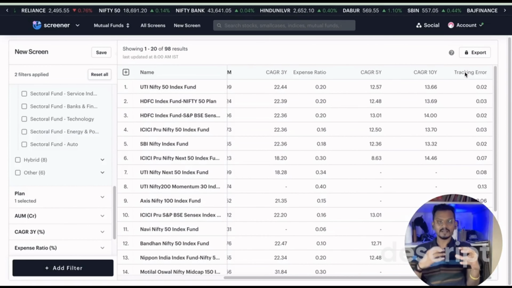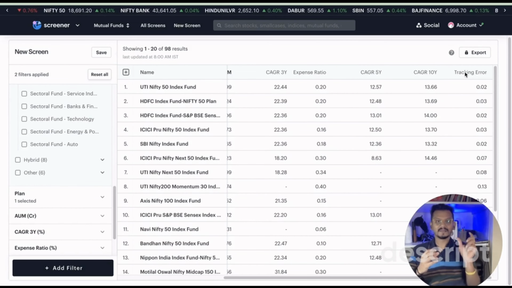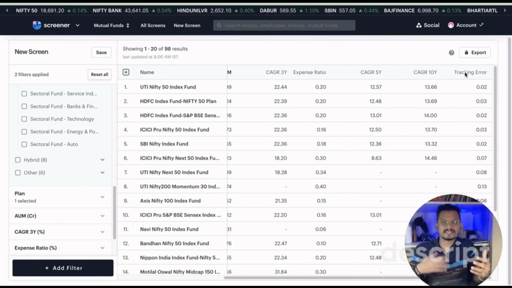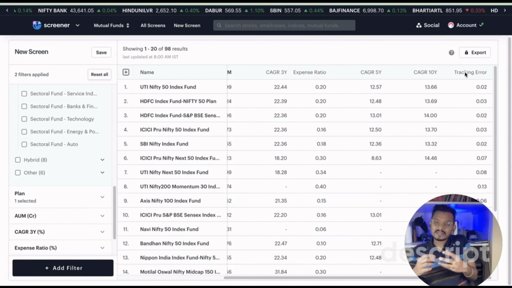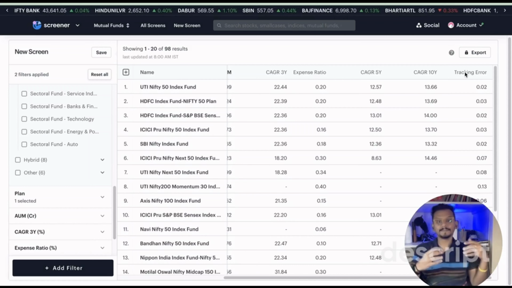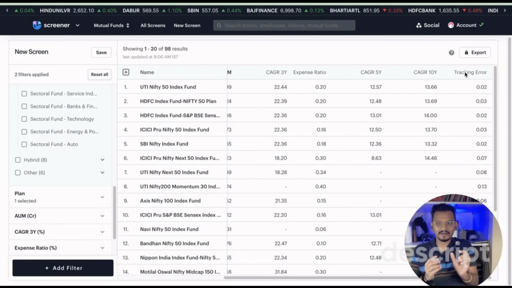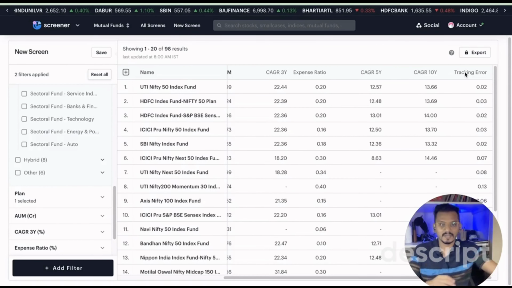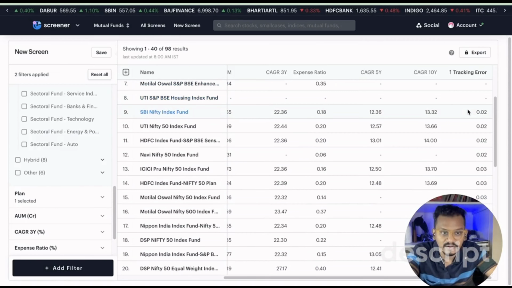So we will sort it by tracking error. As we know, an index mutual fund tracks the Nifty 50 index or Sensex index, right? They replicate the index. So the tracking error creates a huge difference in the long term for your index fund. The lower the tracking error, the better the fund is. So first we'll sort it by tracking error, lower is better.